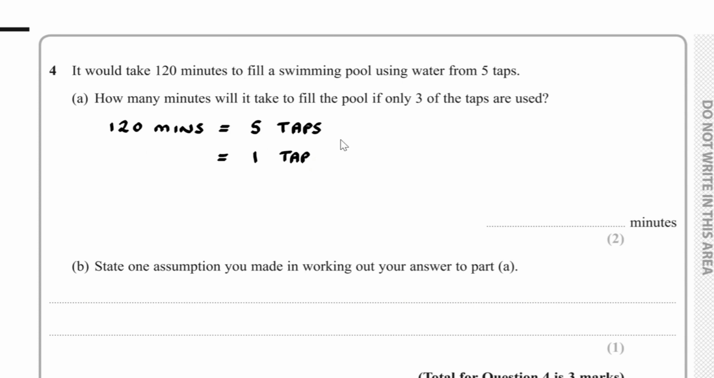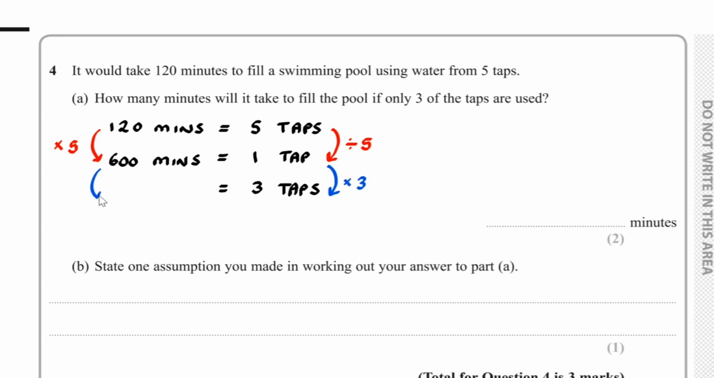So for 1 tap, it will take 5 times longer. So if here, we divide by 5, that means I would have to multiply by 5. It takes 5 times longer to fill 1 tap. And so therefore, for 1 tap, it takes 600 minutes. And what we need to do is find out how long it will take for 3 taps. Well, this will be 3 times less. So I need to do 600 divided by 3, which is 200.